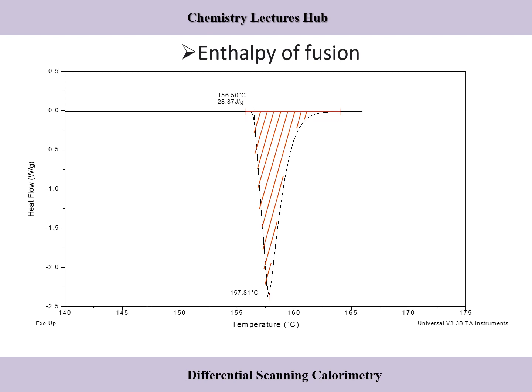The enthalpy of fusion, represented by ΔHf, is obtained from the area of the endothermic transition. We can see here the shaded area in the thermogram. The enthalpy of fusion of this sample is 28.87 joules per kg. The unit of enthalpy of fusion is joules per kg.